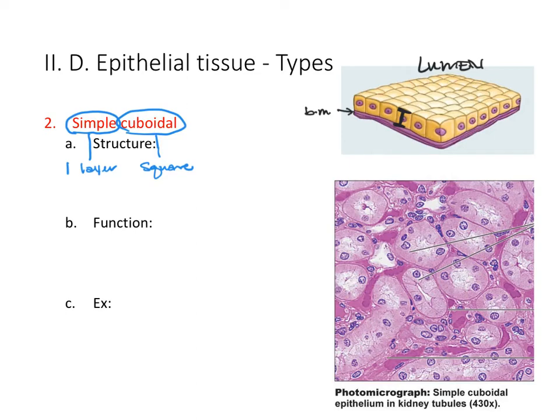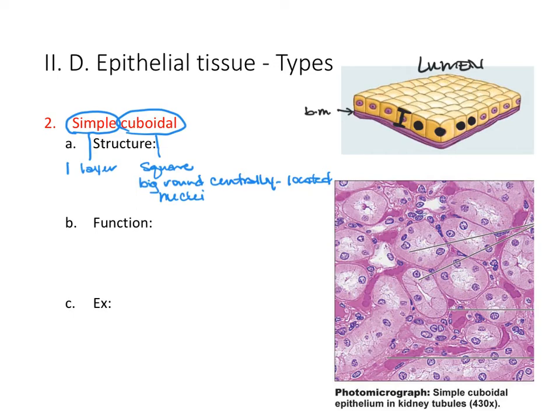Now, one other thing that I might notice when I look at these guys is they are going to have a big, round, centrally located nucleus. And I'm even going to put that in my description, okay? So square with a big, round, centrally located nuclei. All right, so that's going to be important when I look at the real picture over here because sometimes it's hard to see the plasma membranes.